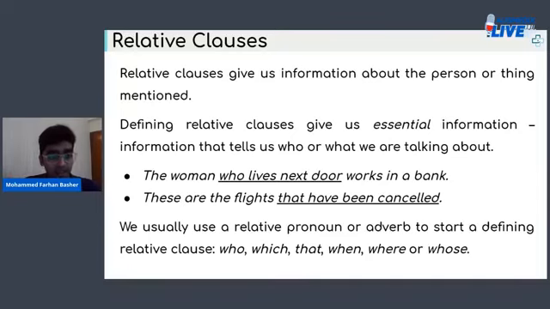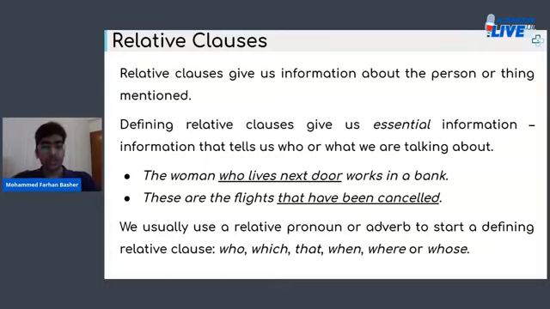These are the flights that have been cancelled. So here in this sentence, the relative clause is that have been cancelled. You're not only going to talk about the flights, but you want to mention an essential piece of information about these flights. And how do you do so? You take the help of a relative clause. So you say, these are the flights that have been cancelled.